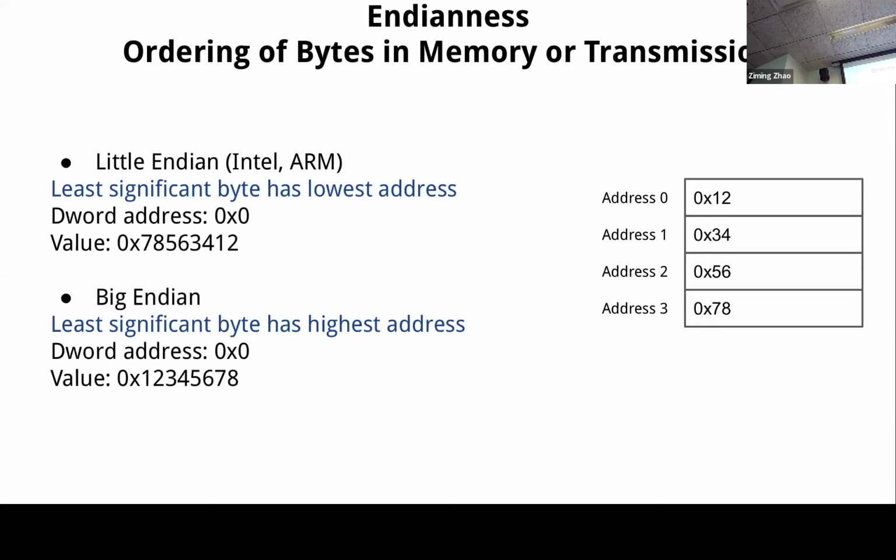Then for big endian machines, we don't really have many anymore. ARM used to use big endian, but now it's switching to little endian. MIPS probably is still using big endian, but I'm not sure if we have any class using MIPS anymore. But the network transmission we are using usually uses big endian. So in big endian, let's say we have the same thing, addresses 0, 1, 2, 3. Now the most significant byte will have the lowest address. In this case, 12 is the most significant byte. So this is for one value, for an integer or different types.